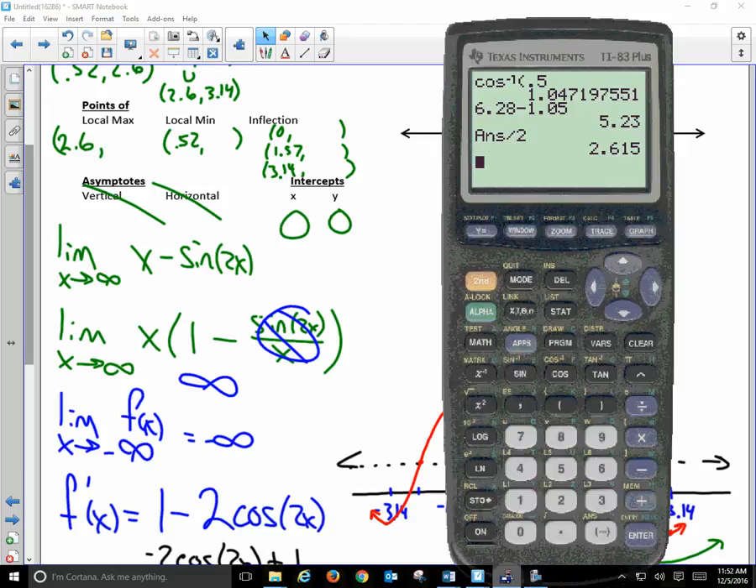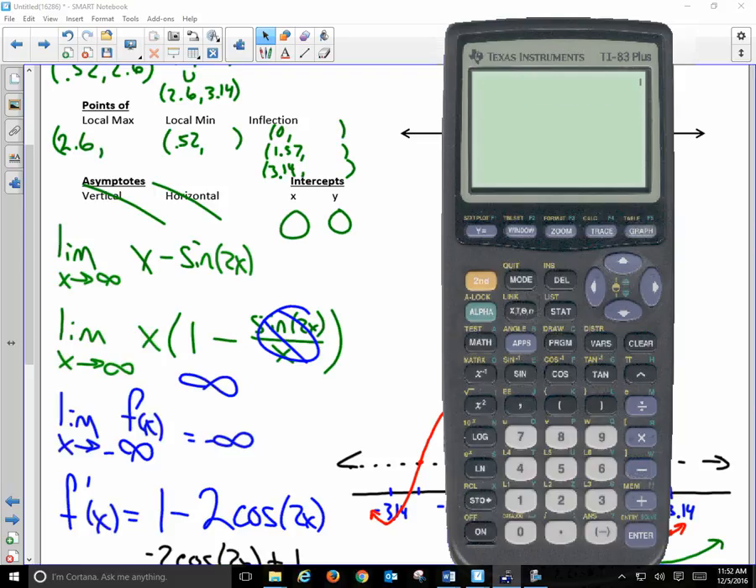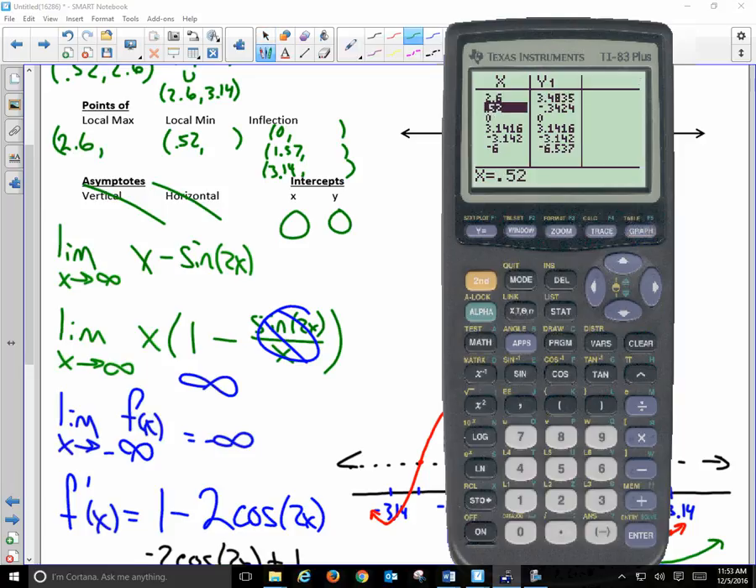So, okay, let's go to our calculator. We're going to tabulate some values here. We're going to punch in x minus sine of 2x. And I'm going to go to my table and generate values at 2.6, and I get 3.5. Type in 0.52, and I get negative 0.34. Plug in 0, and I get 0. Plug in 1.57, and I get 1.57. And plug in 3.14, and I get 3.14.